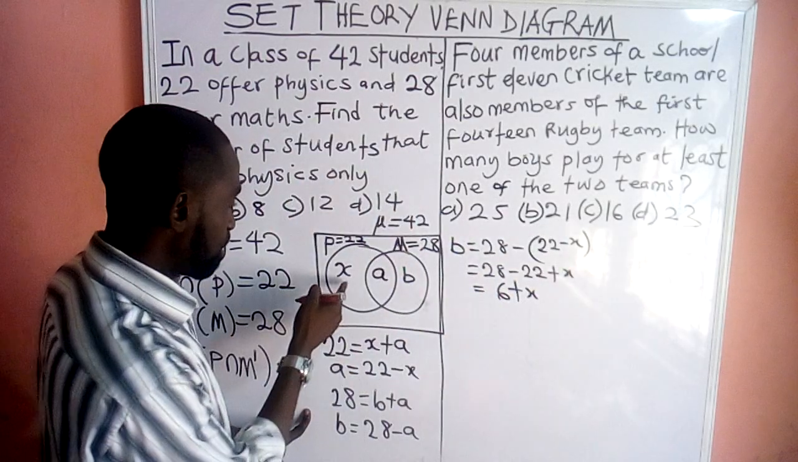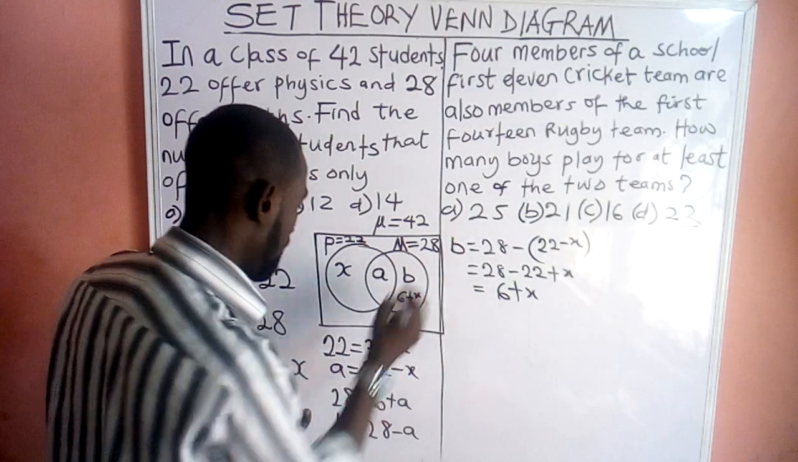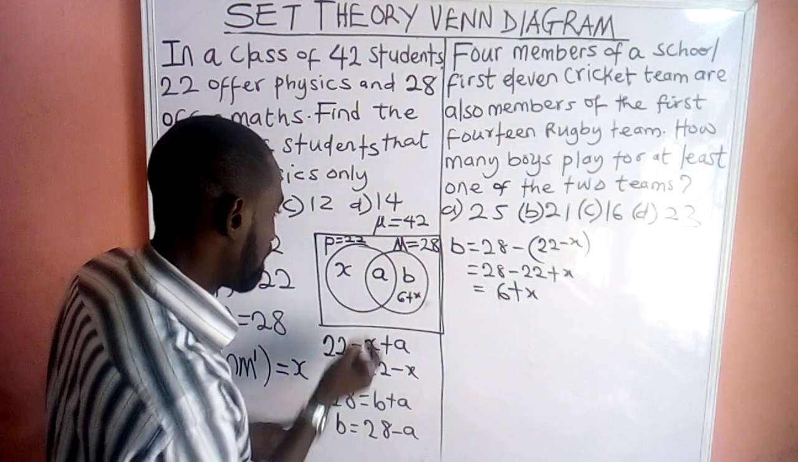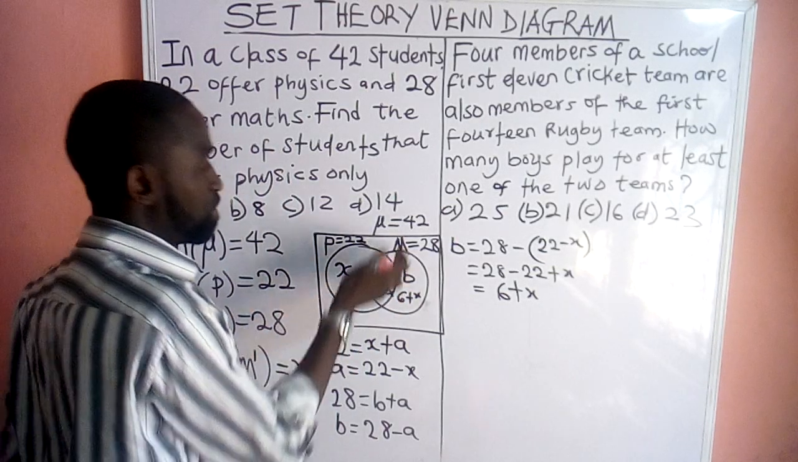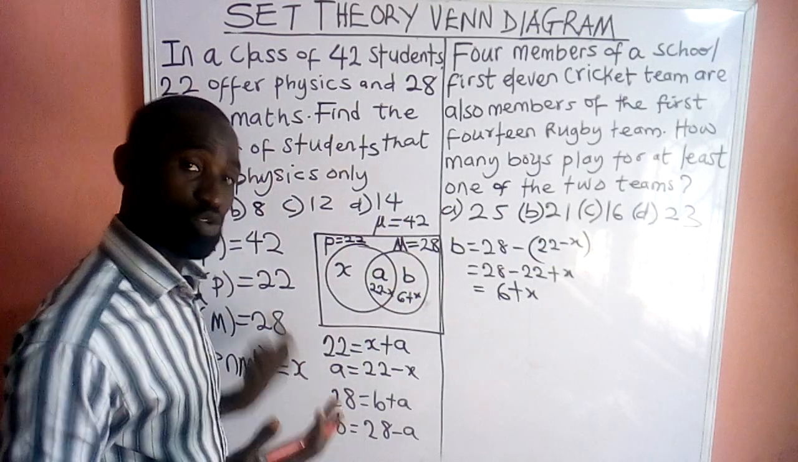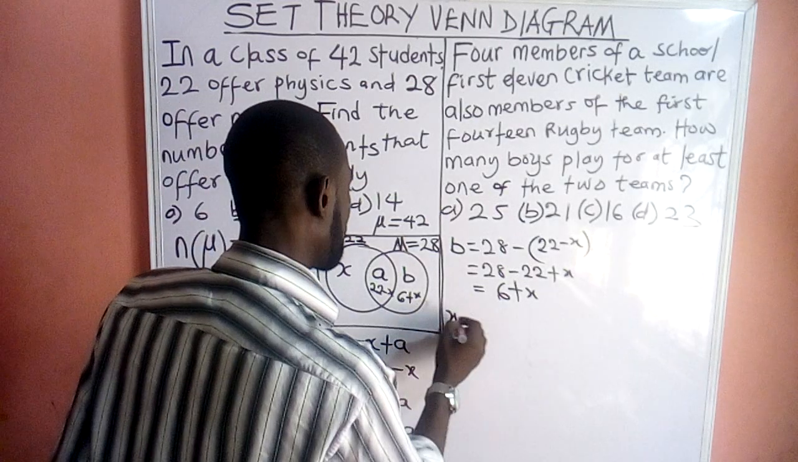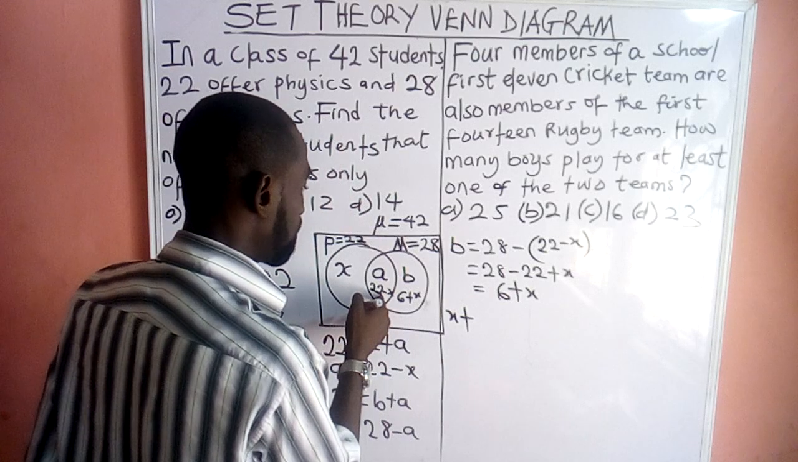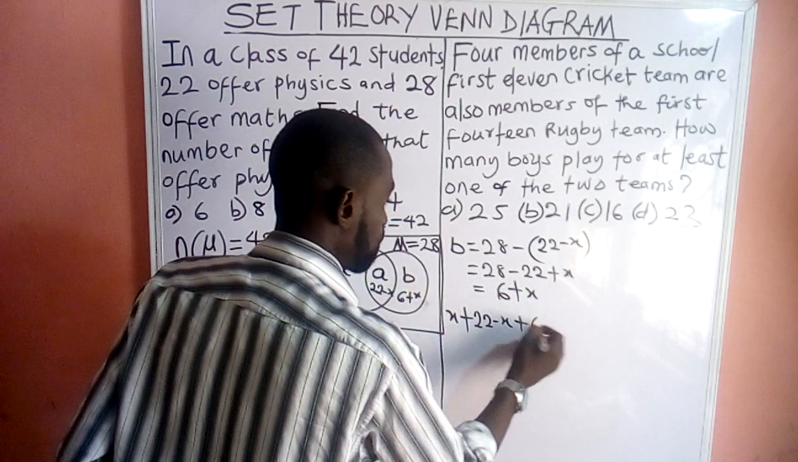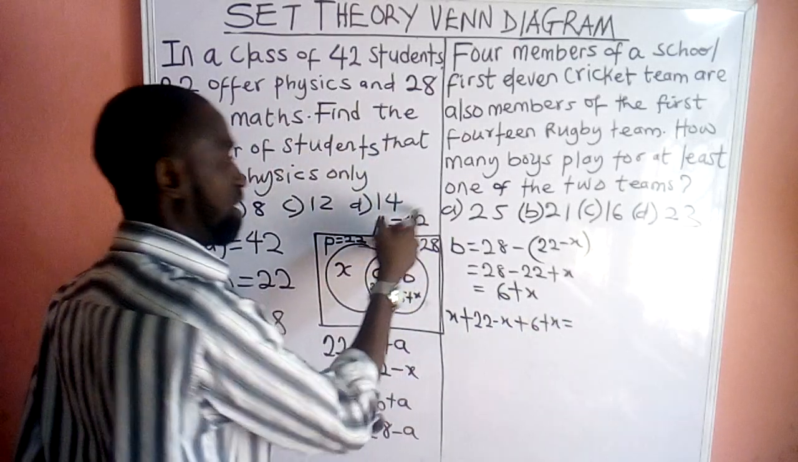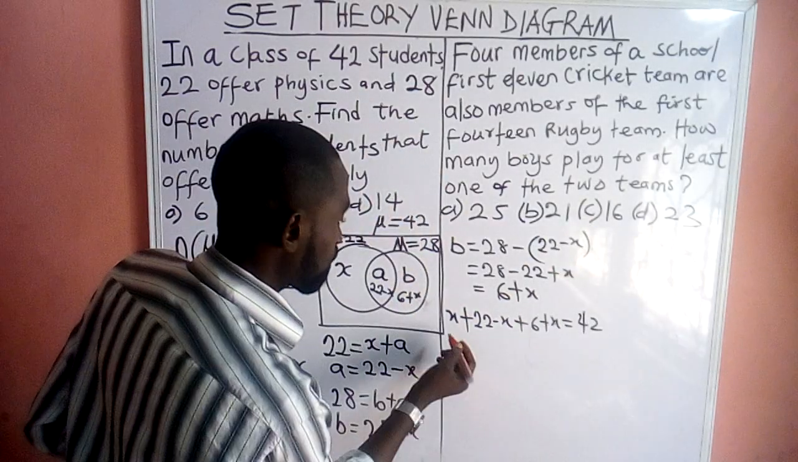So it means this space is x, this space is 6 plus x, and this a is 22 minus minus x. So if I add this to this to this, it will give me, are you with me, class? It will give me 42. So we now have our x, our x plus 22 minus x plus 6 plus x will give us everything, which is 42. Okay, so let us rearrange.